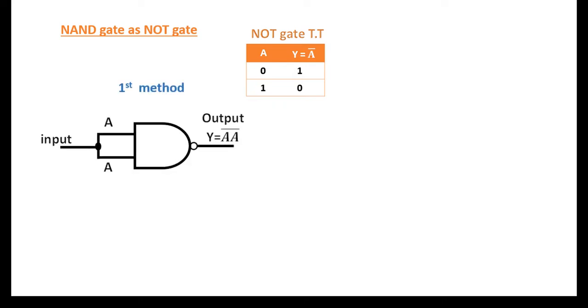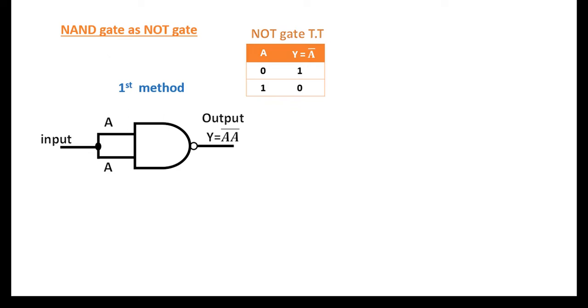Our first method is this one. You can see here both the inputs of our NAND gate are merged into a single input and the input is named as A. Because both the inputs are merged into a single one, the name of both the inputs of our NAND gate will be the same, that is A here. And the output of our NAND gate will be Y is equal to A dot A complement.